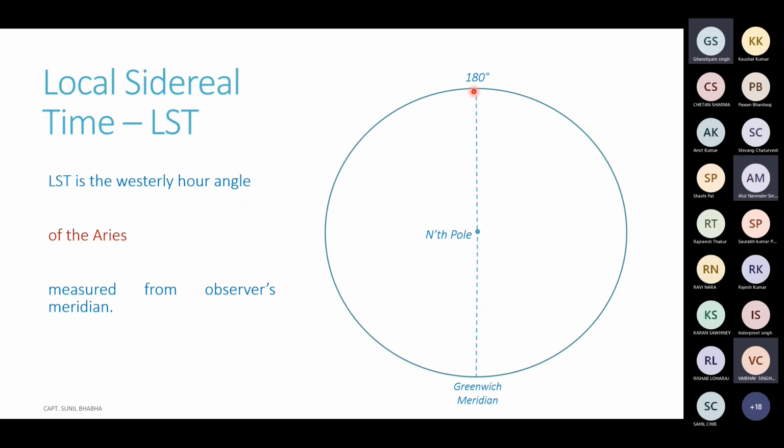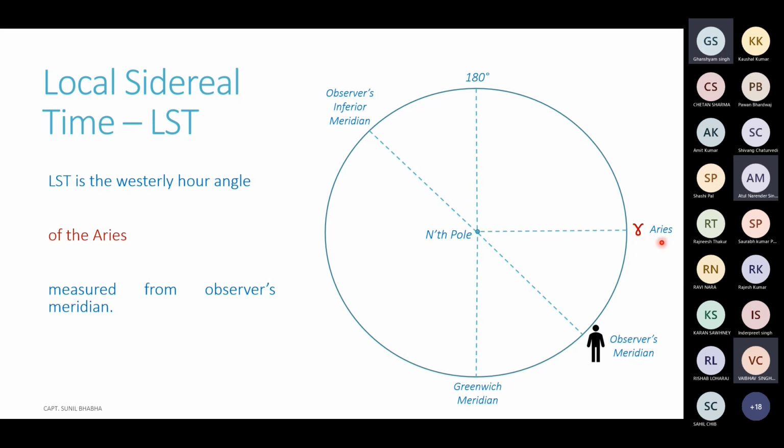Now let's assume our observer is at this particular location. We can now show the observer's meridian. This is the observer's meridian. Exactly opposite to this will be the inferior meridian of the observer. Now let's assume that Aries was at this particular location. Now we can show the local sidereal time, LST, in this diagram.